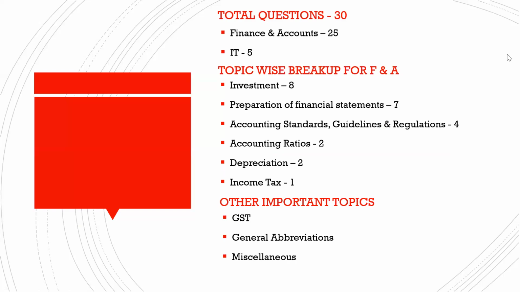And mostly out of the accounts parameters, 8 marks are from investment, 7 are from preparation of final accounts, accounting standards 4 marks, accounting ratio 2 marks, depreciation 2 marks, and income tax, and nowadays sometimes GST is also there. Taxation and other abbreviations maybe 1 or 2 marks. It's just a common understanding. There is no fixed formula. But over the last so many years, so many attempts, this is the common understanding.